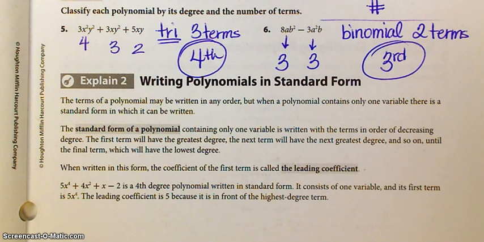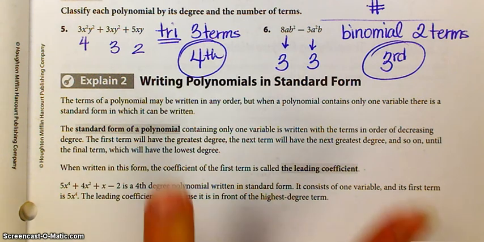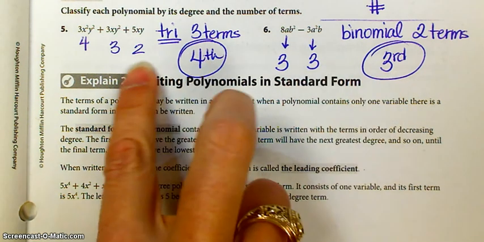All right, I'm on page 675, and we're going to talk about writing polynomials in standard form. The terms of a polynomial can be written in any order, but when a polynomial contains only one variable, there's a standard form in which it can be written. The standard form of a polynomial containing only one variable is written with the terms in order of decreasing degree. Remember, we learned how to do degrees up here.